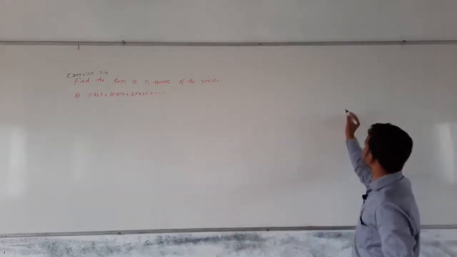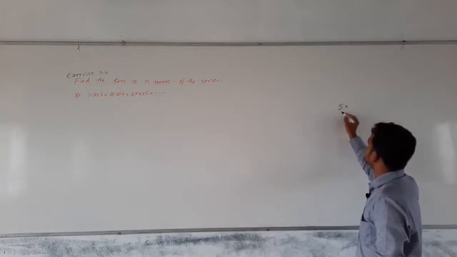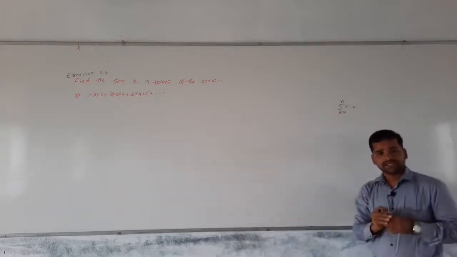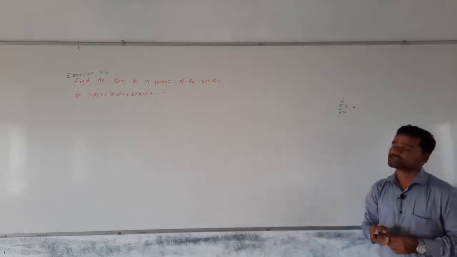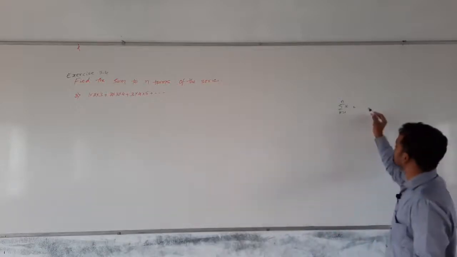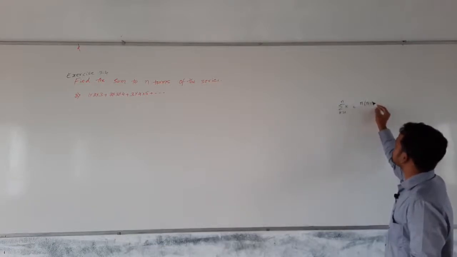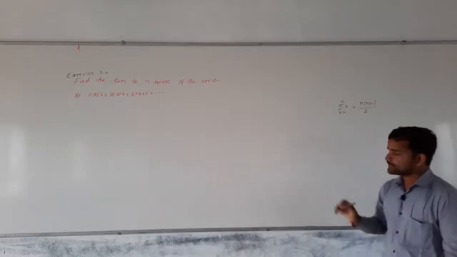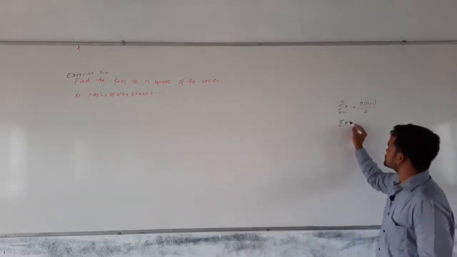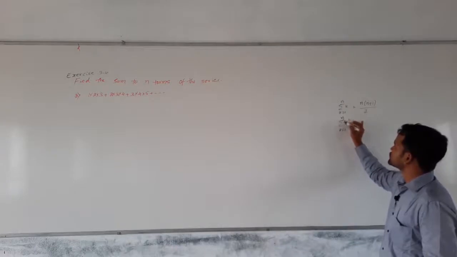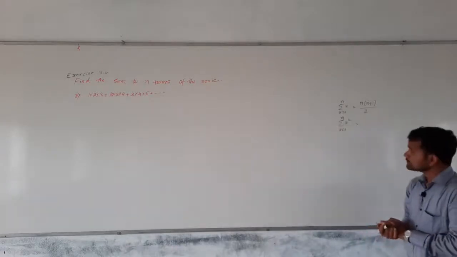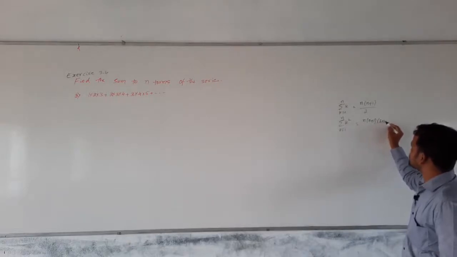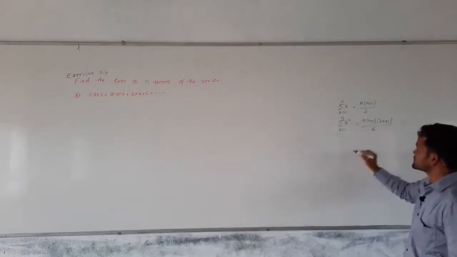What are those? Summation of k, where k varies from 1 to n. What is summation of k? It is the sum of the first n natural numbers, 1 plus 2 plus 3 up to n. We have studied this as n into n plus 1 by 2. This is the formula we have studied. Next, what about summation of k square, where k varies from 1 to n? This is n into n plus 1 into 2n plus 1 whole divided by 6.